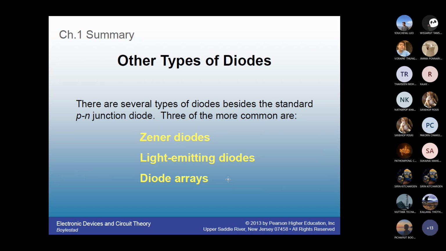We were talking mostly about the regular diode in our first class. There are several other types of diode, which are all part of the diode family. The common ones are Zener diodes. We will do Zener diode problems at the end of this chapter. LED is also a diode. They emit light. Diode arrays are combinations of multiple diodes.